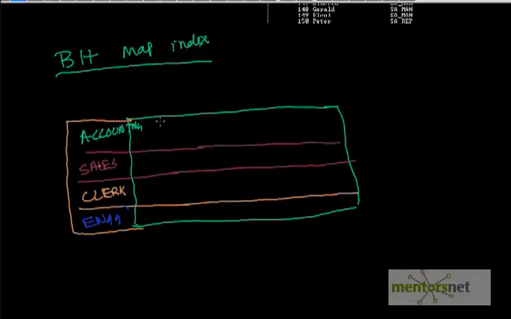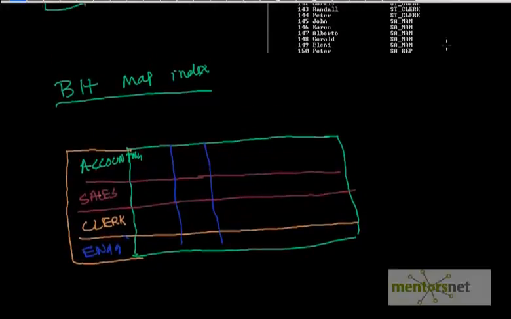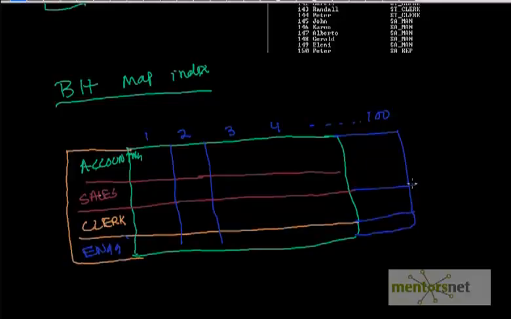And then in these columns we are going to have the actual number of rows here. Let's say this employee table has 100 rows, then 1, 2, 3, 4, up to 100. Is it clear? Now what I'm going to keep in each cell is either a 0 or a 1. The value of this cell can be either 0 or 1 depending on the row.